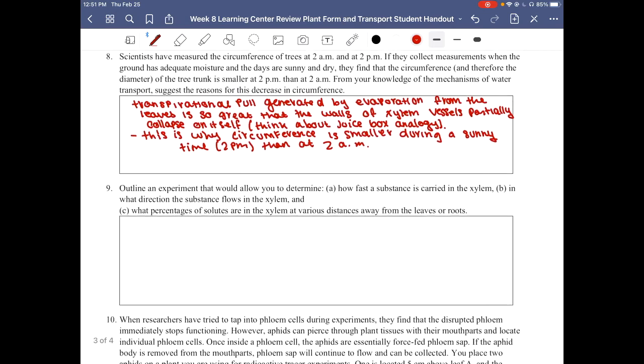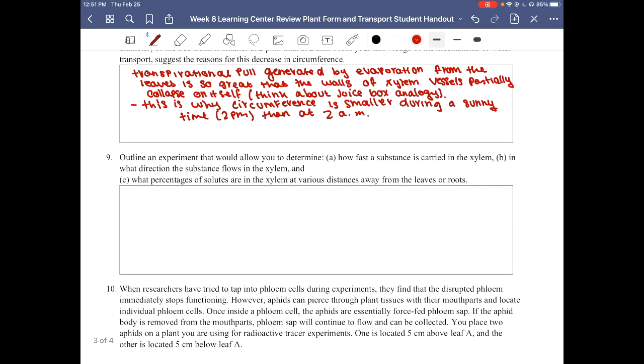Okay, so question 9 is talking about coming up with an outline of an experiment. The experiment would want us to determine how fast the substance is carried in the xylem and in what direction the substance flows in the xylem. So they want how fast and what direction. And another thing is what percentages of the solutes are in the xylem at various distances away from the leaves or the roots.